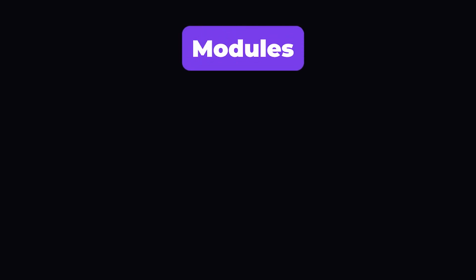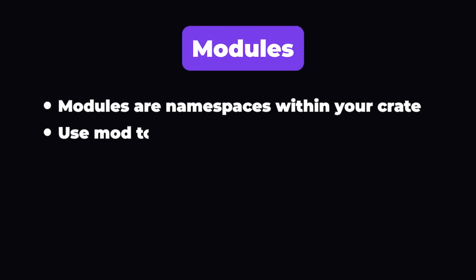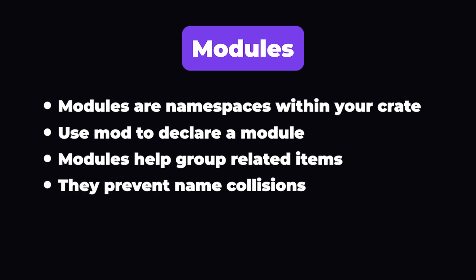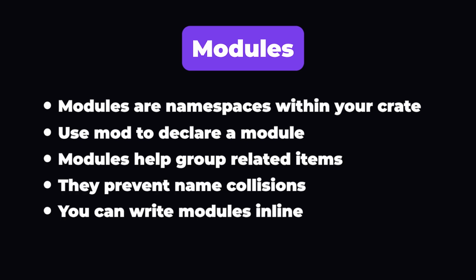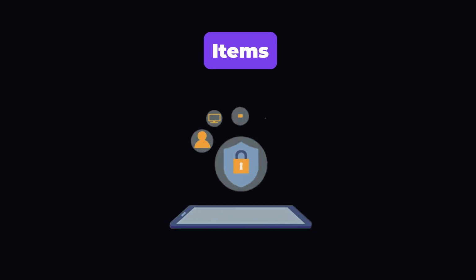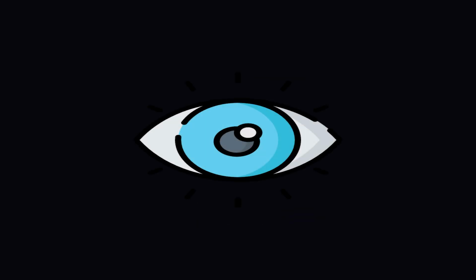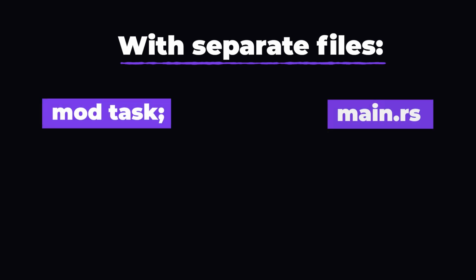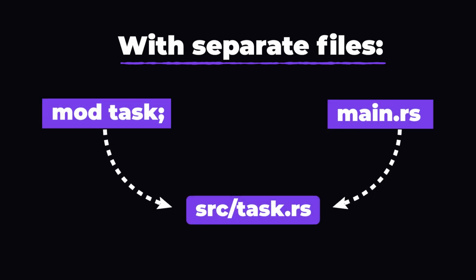So modules are namespaces inside your crate. Use mod to declare them. Group related items and stop names from colliding. You can write modules inline or split them into files. Items in a module are private by default, so that's why we want to use the pub keyword to make a function, structure, enum, or field visible outside the module. You can even make a struct public but keep some fields private. Now, use brings a path into scope. With separate files, mod task in main.rs loads src/task.rs.